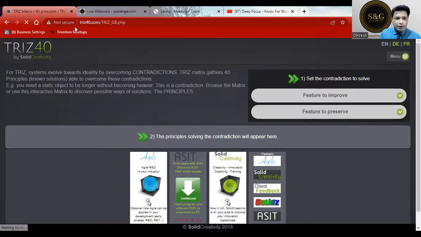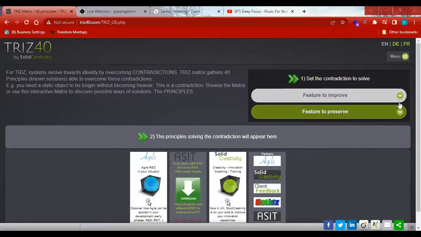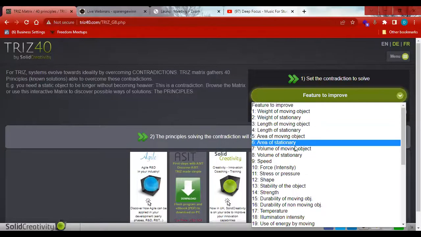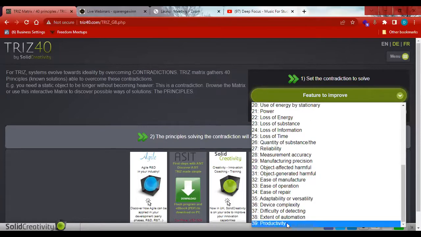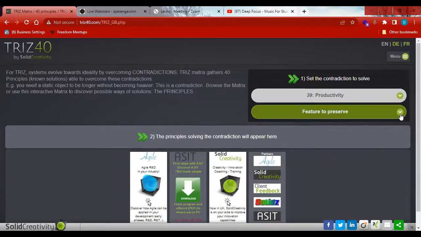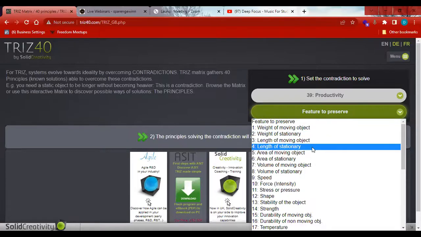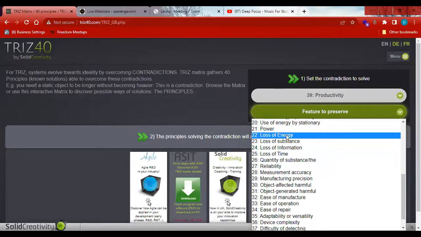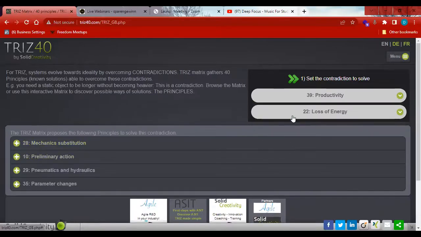Let me just stop my video a little bit so that it will not come in between. So feature to improve. For example, I just want my personal productivity to go up, and while the productivity goes up, my energy should not be lost. In that case, this TRIZ 40 matrix has given me four principles.